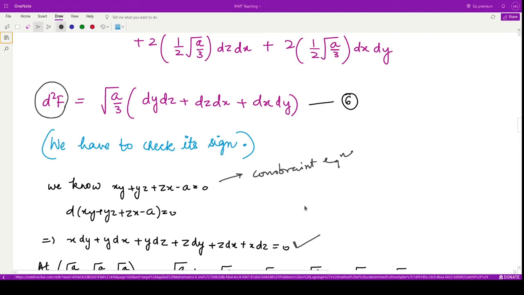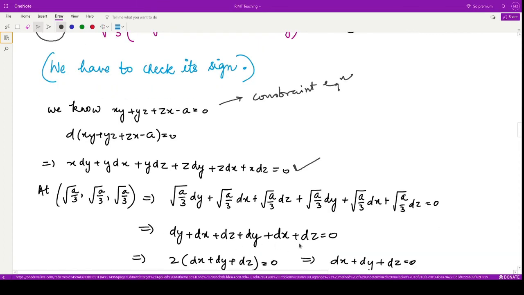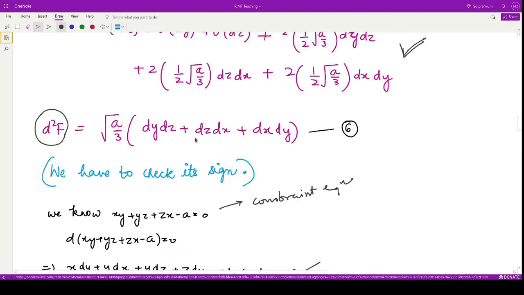And we are taking its derivative at the point square root of a by 3, square root of a by 3, and square root of a by 3. So it comes out to be dx plus dy plus dz equal to 0. From here we can compute dz. dz comes out to be minus of dx plus dy. So we can substitute this value in our equation number 6. What is equation 6? The expression for d2f. Here you can substitute the value of dz, which is minus of dx plus dy.